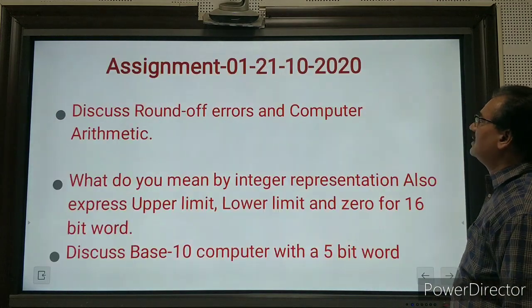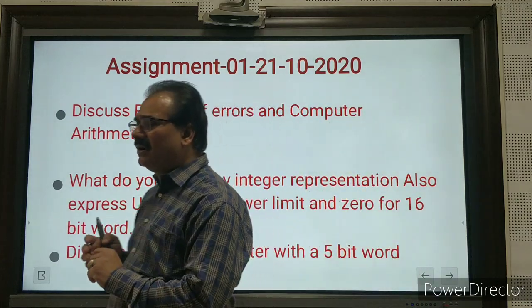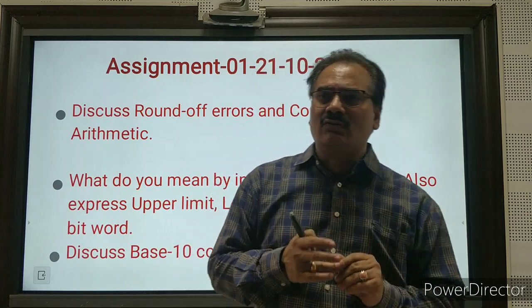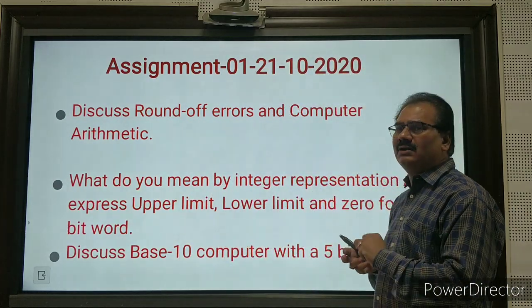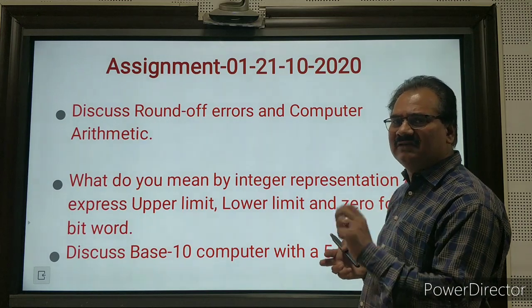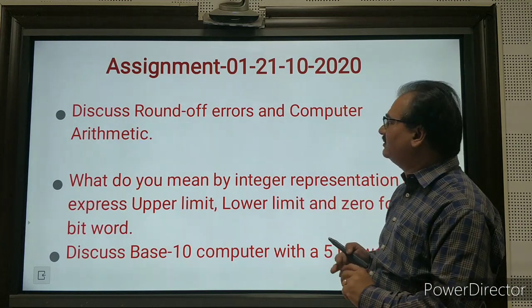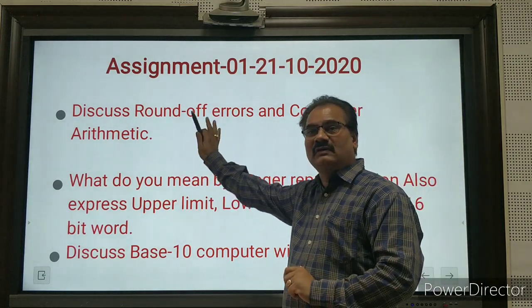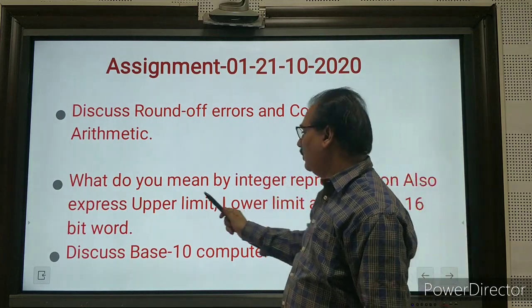So this is the example of round off error, and this is the assignment keeping in mind computer science and electronics students. At least you should take interest in how to handle numerical analysis from the initial stage, so that the knowledge can be used in your core area also. So discuss round off error and computer arithmetic. This is the first assignment I want the viewer to go and read carefully.